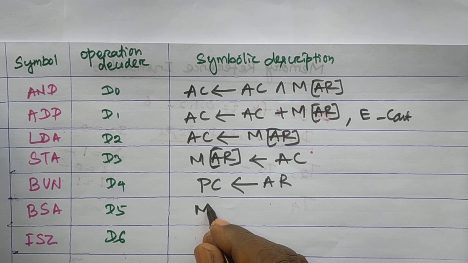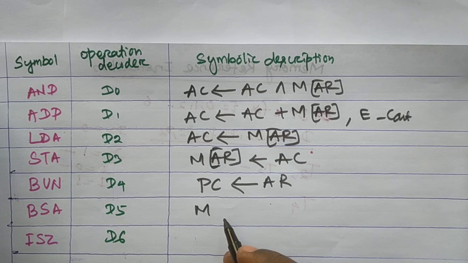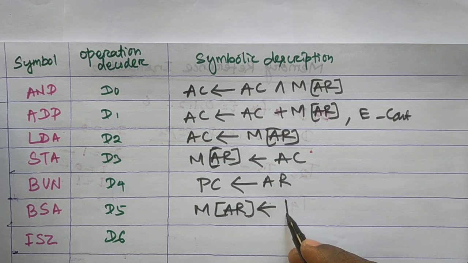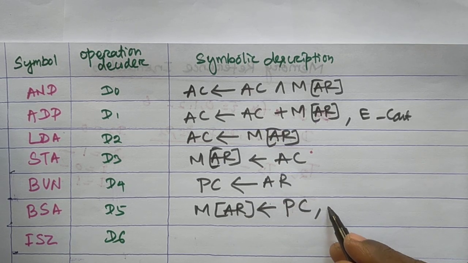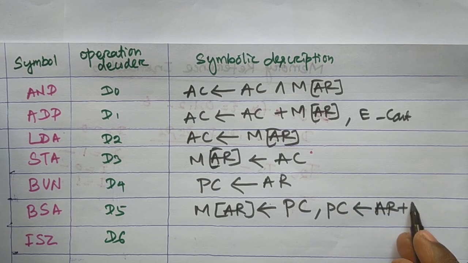And another is BSA, which we can define: the memory at AR receives the PC value. And PC is also increased, PC equals AR plus 1. What is the AR value? It is plus 1.